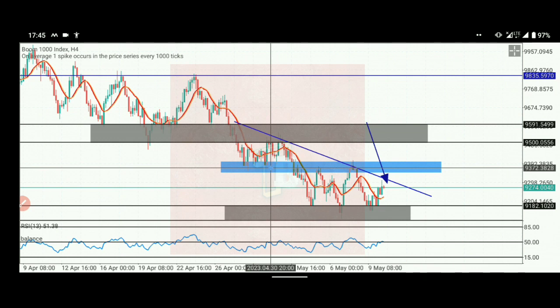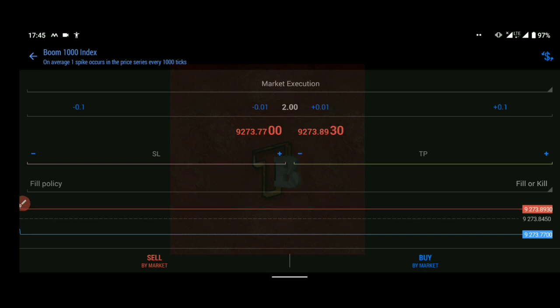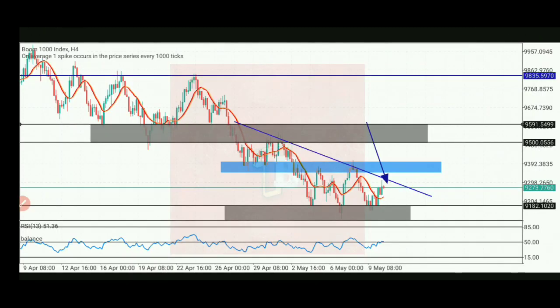Anytime I have this kind of confluence, I always use the break of the supply and demand zone. This is a demand and supply zone. So we have 9390. That is a place where I can take my trade. 9390, okay, let's leave that for now. That's where we're going to take our trade, a sell position, a sell limit position.